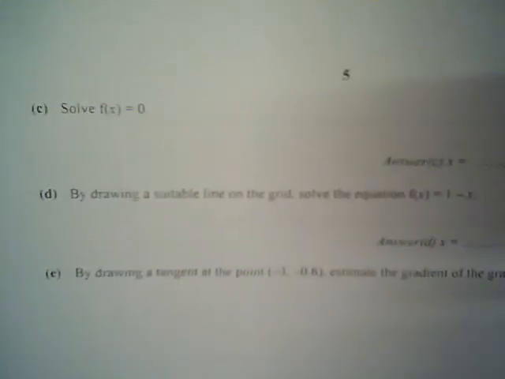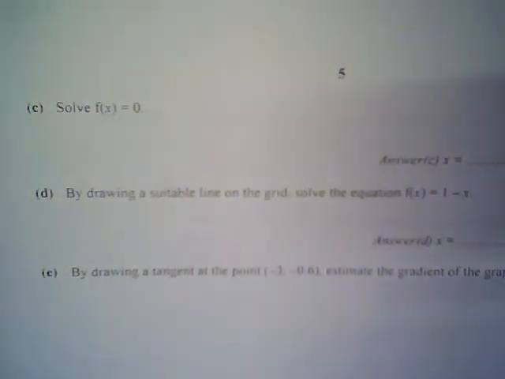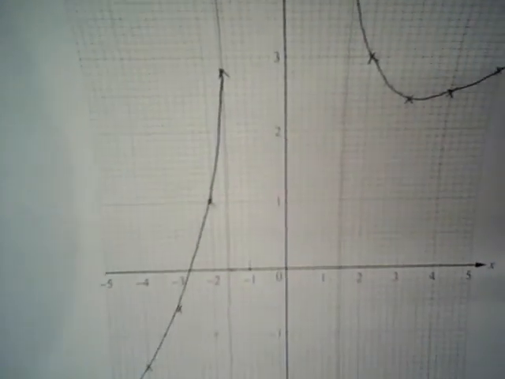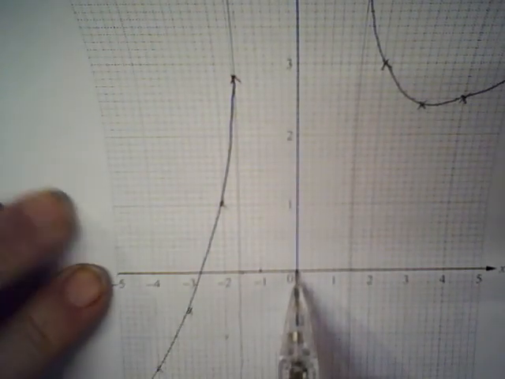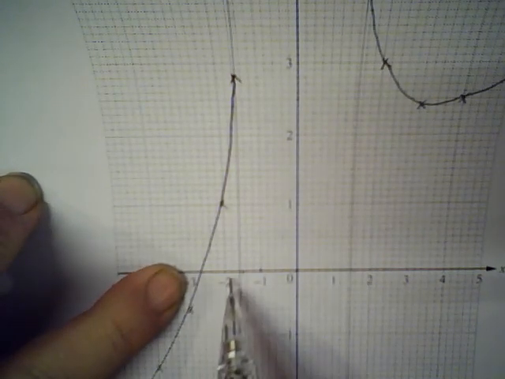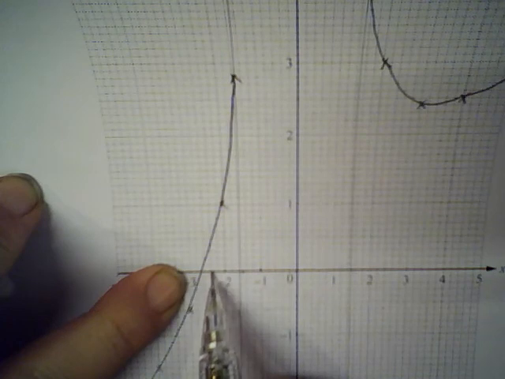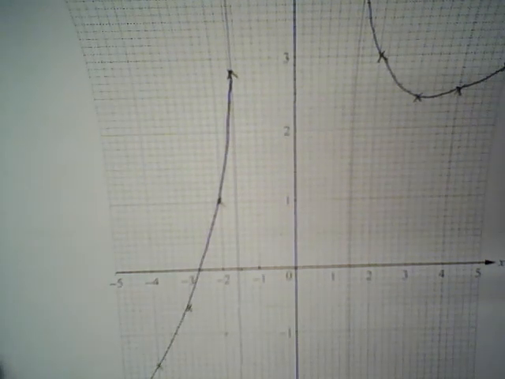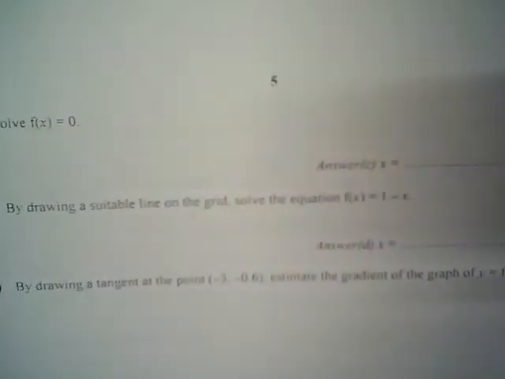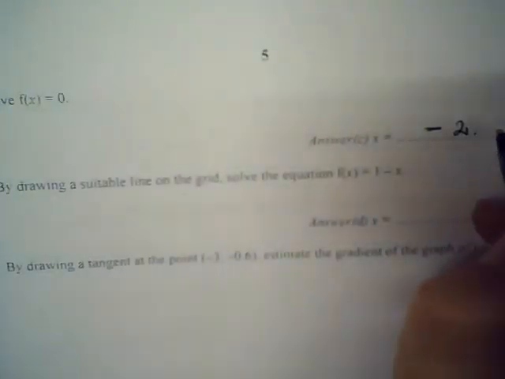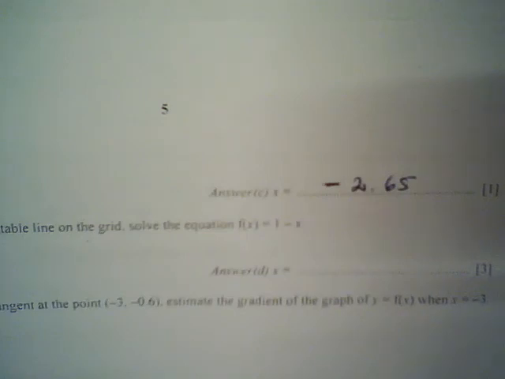Okay, good. Now they ask us, solve f(x) equals 0. Where will this graph cut through the axis? And we can see that here on our graph. Where would y be 0? y is 0 at this point, and I get negative 2.65, and that would be my answer. The marking scheme says anything about there would be sufficient, so I'm happy with that.